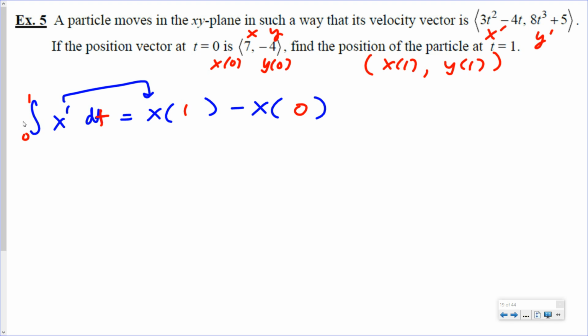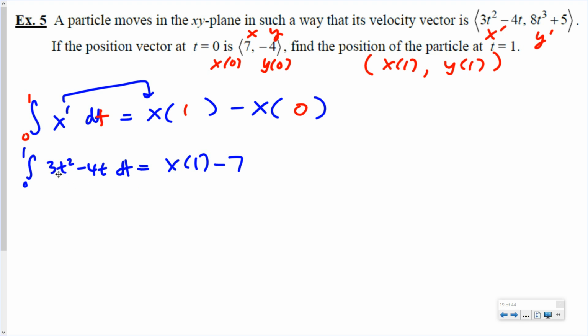Okay, how would I do that? Well, do I know what x prime is? Okay, it's right there. 3t squared minus 4t dt. Do I know what x1 is? No, but I'm trying to find it, so it's good to have it in my equation. Do I know what x0 is? Yes, it's 7, so this is minus 7. And you guys see I can solve for everything except for the x1, because I can get a number for everything. So I can solve for x1.